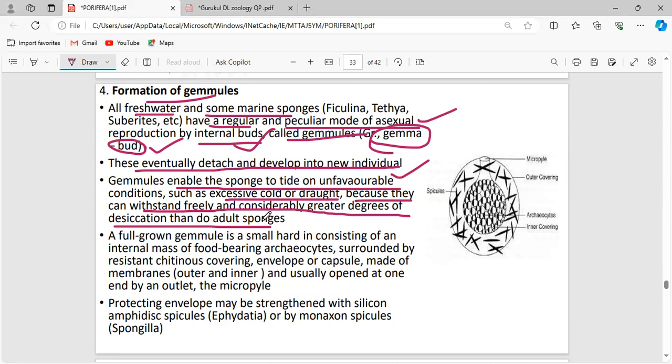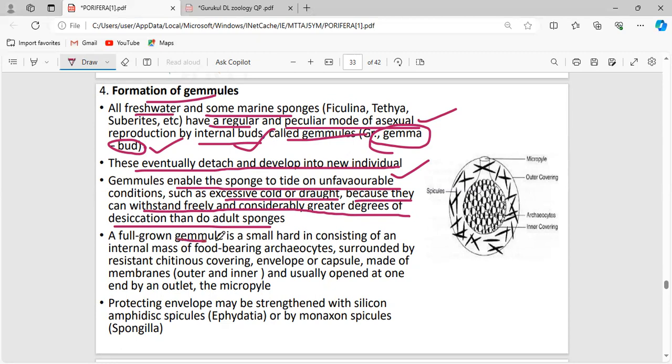During unfavorable or adverse conditions, the sponges are covered by an extra covering called the gemmules, and if it forms a gemmule-like structure during adverse conditions like cold or drought, it can easily withstand them. But when favorable conditions return, each internal bud, which is covered by the pinacoderm, will be released as one new sponge.